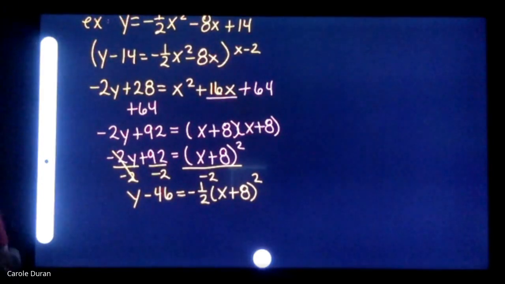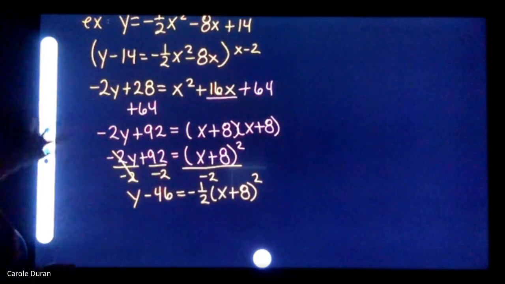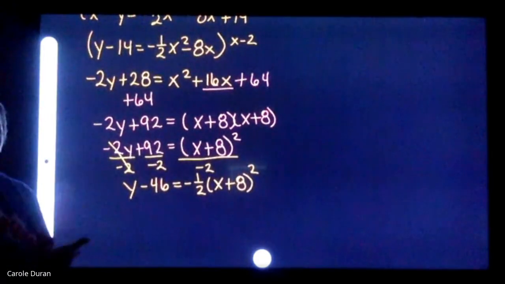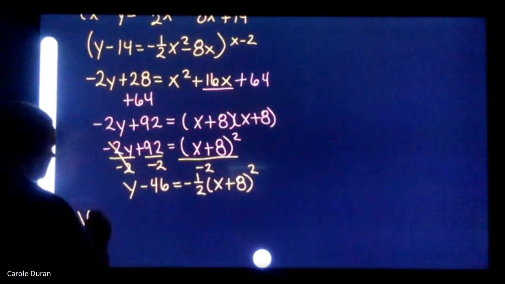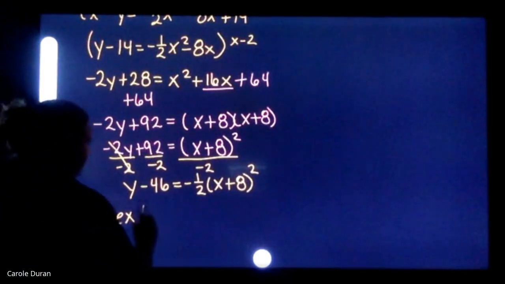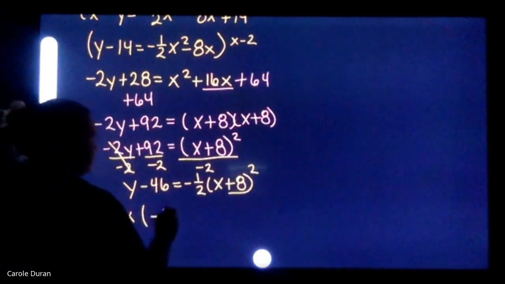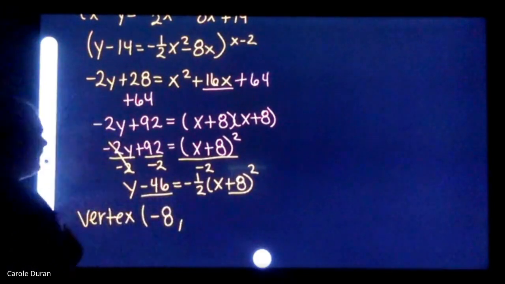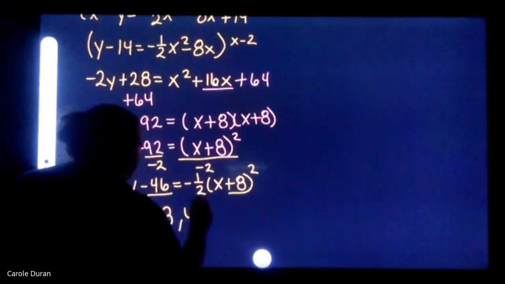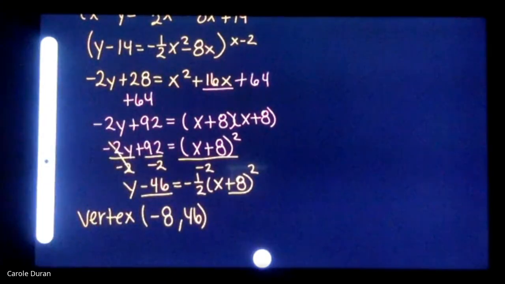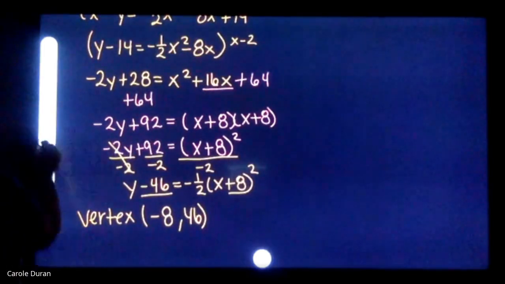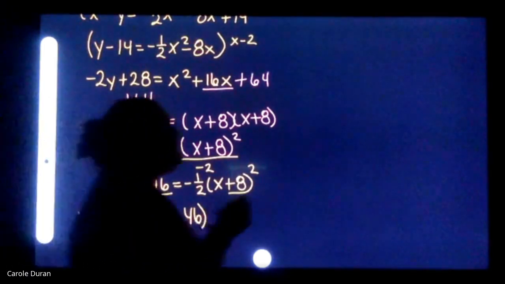Which means that it's very easy for me to identify what my vertex is, correct? Because my vertex is the opposite sign of the number attached to x and the opposite sign of the number attached to y, which means my vertex here is (-8, 46). After identifying the vertex, I can go ahead and calculate my x-intercepts and my y-intercept.